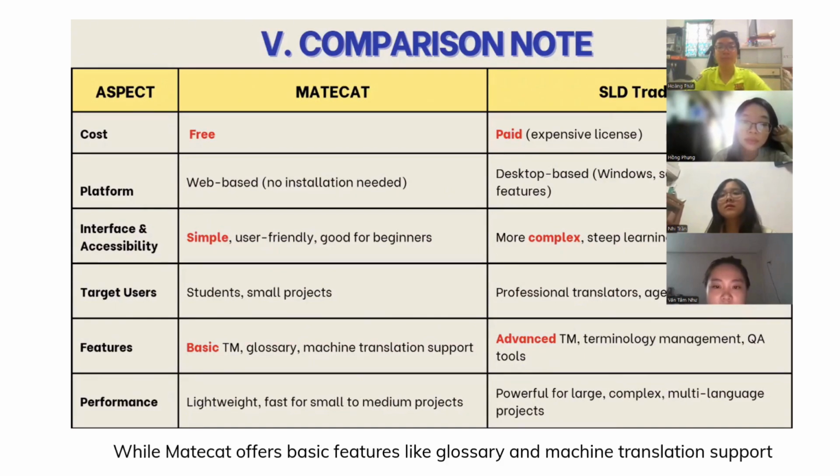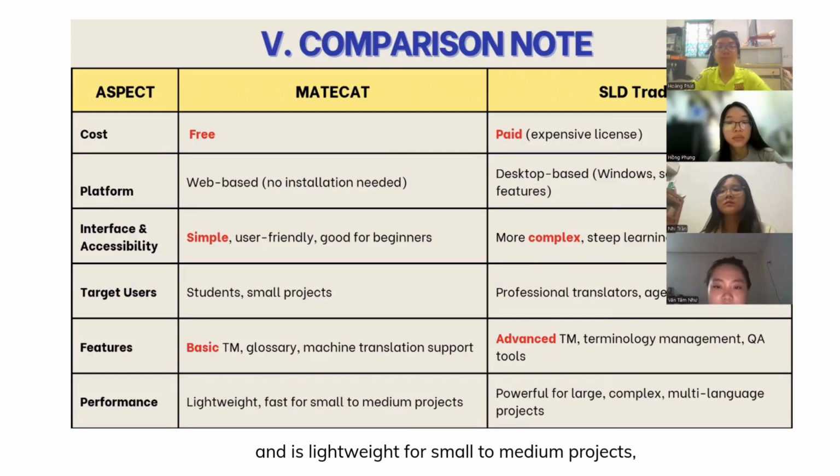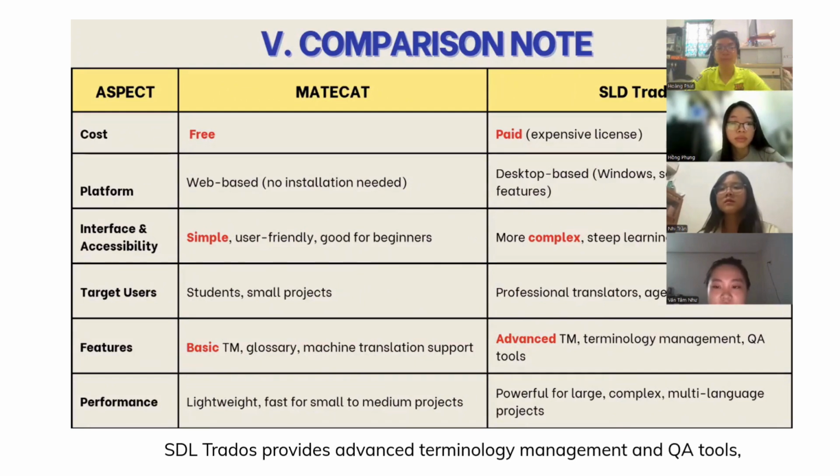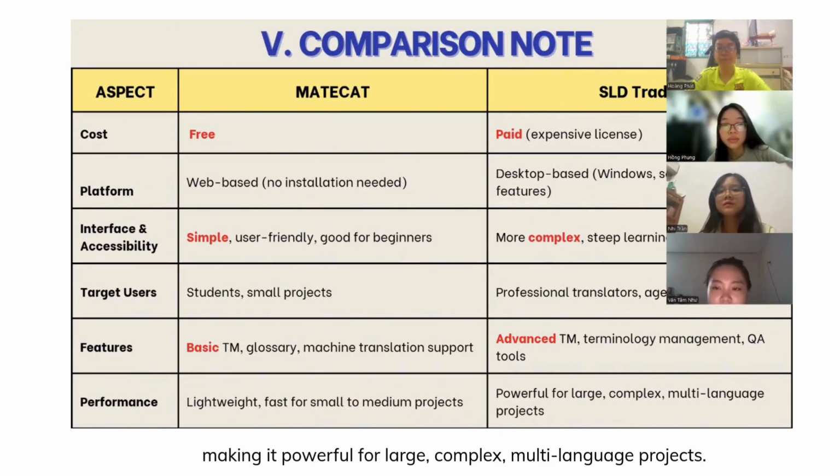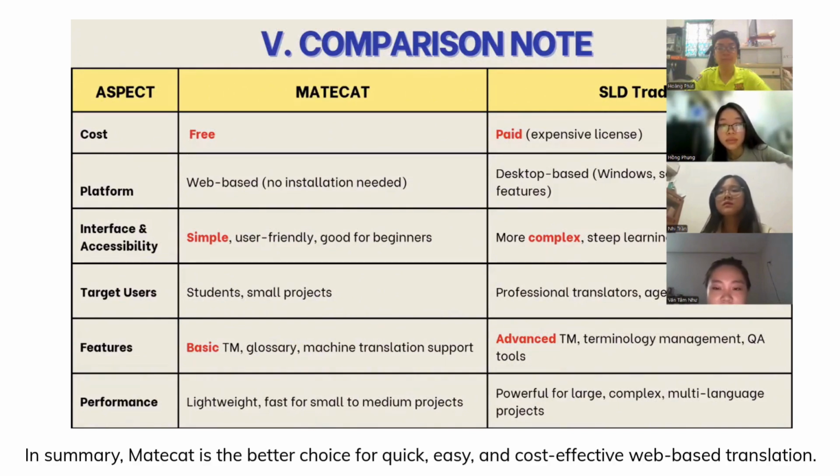While Matecat offers basic features like glossary and machine translation support and is lightweight for small to medium projects, SDL Trados provides advanced terminology management and QA tools, making it powerful for large, complex, multi-language projects. In summary, Matecat is the better choice for quick, easy, and cost-effective web-based translation.